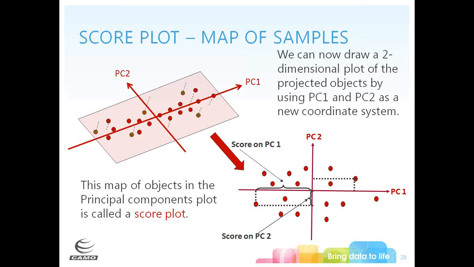So from a PCA score plot, we can get a picture of the spread of our data, and indeed if we have any groupings or indeed outlying samples, because samples that are very different from most of the samples will be very far away in the score plot.